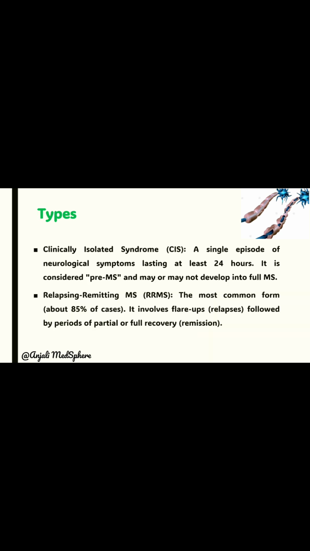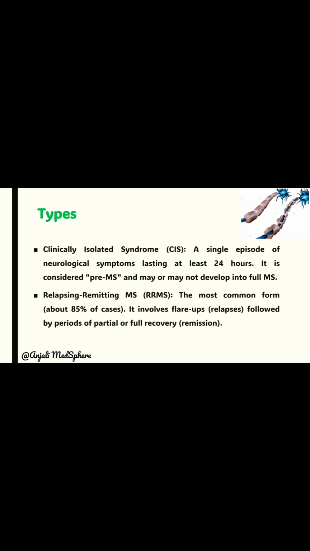Types. In multiple sclerosis, there are mainly four types: clinically isolated syndrome, relapsing remitting multiple sclerosis, secondary progressive, and primary progressive multiple sclerosis. In clinically isolated syndrome, there will be a single episode of neurological symptoms, and it can last up to 24 hours. It might develop into full MS, or it might not. It is a chance.